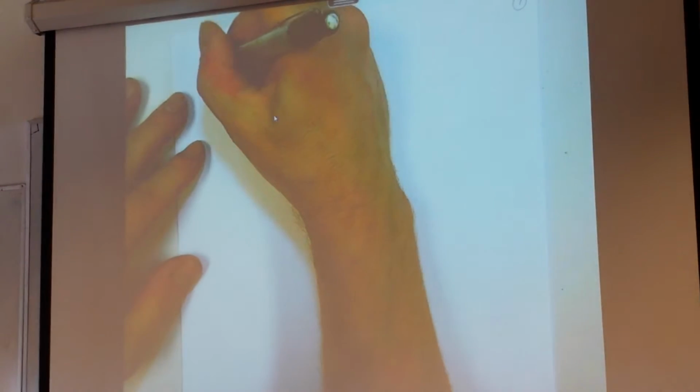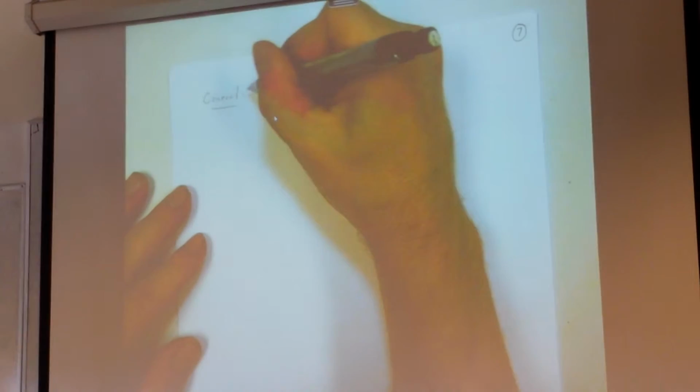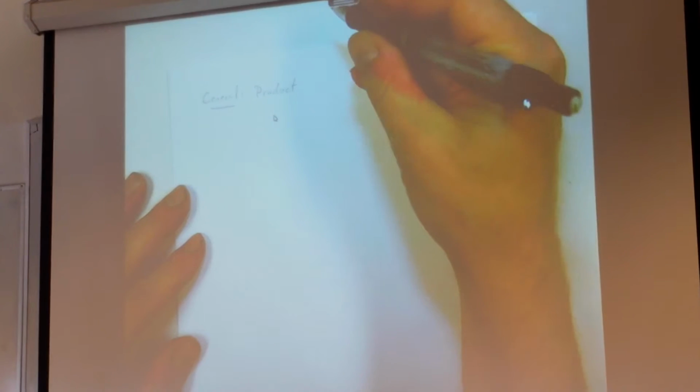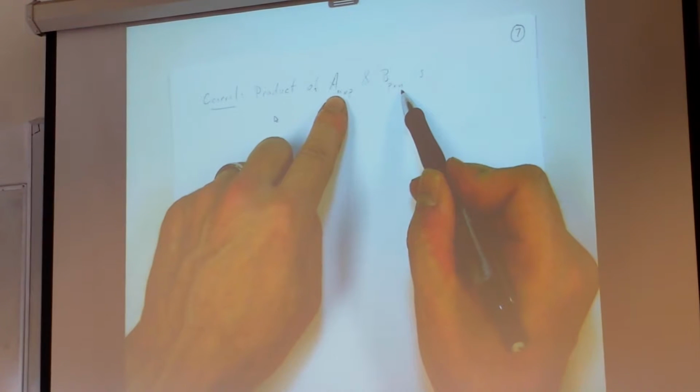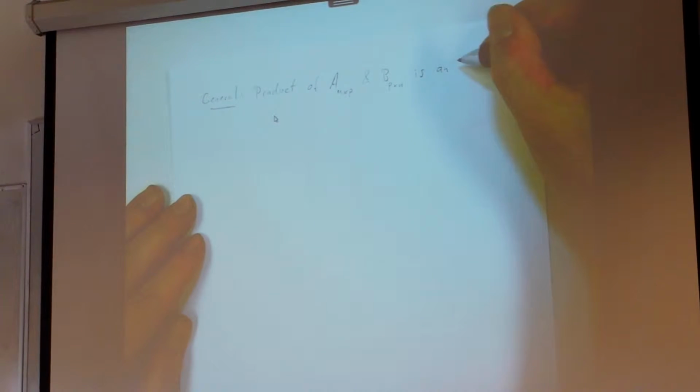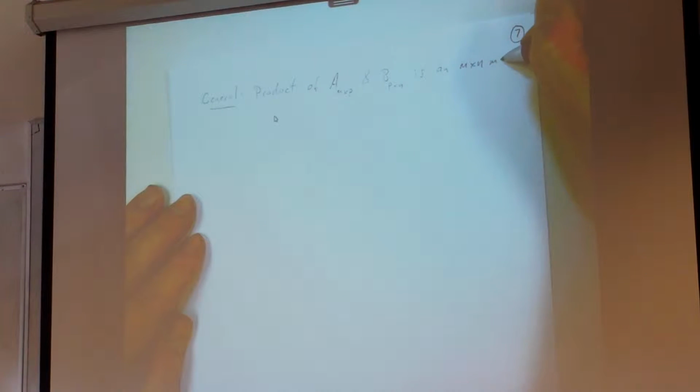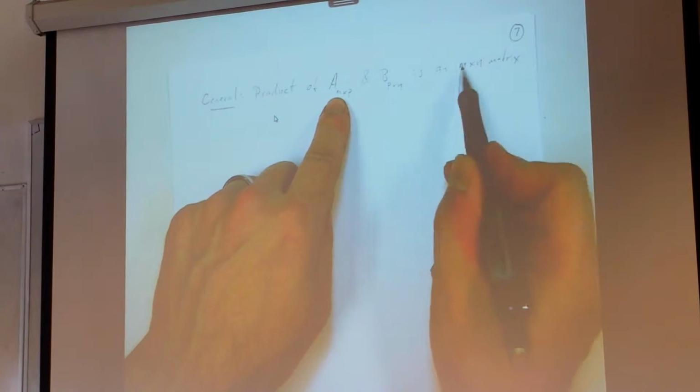Okay, so one general observation about this is that the product of A and B, so if A is an M by P matrix, and B matches up, so the number of columns of A and rows of B match up, this is a P by N, the product of those will be an M by N matrix. Okay, so the result will be those dimensions, M by N.